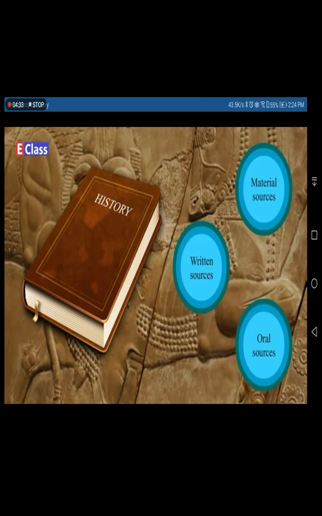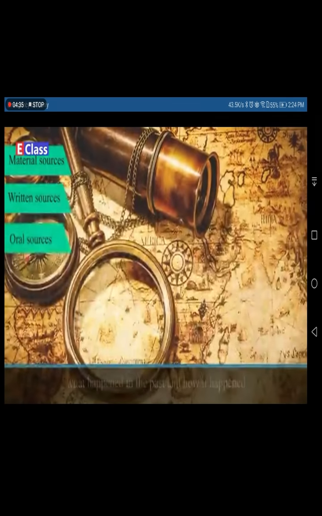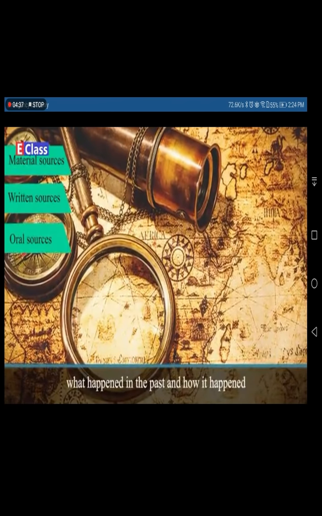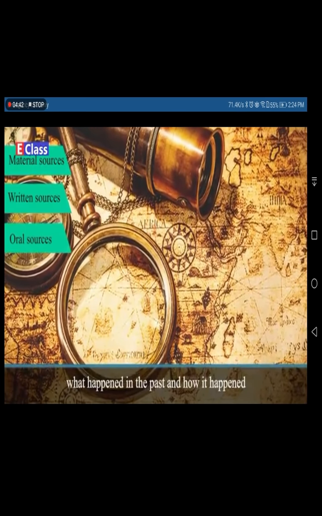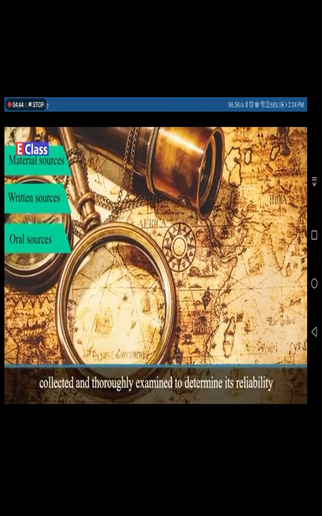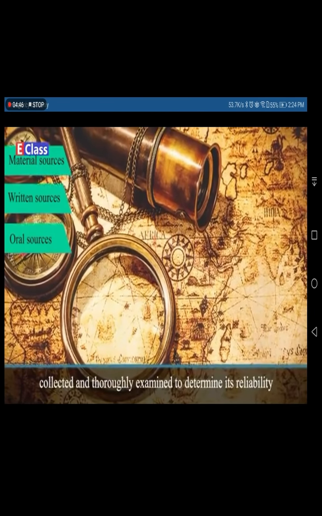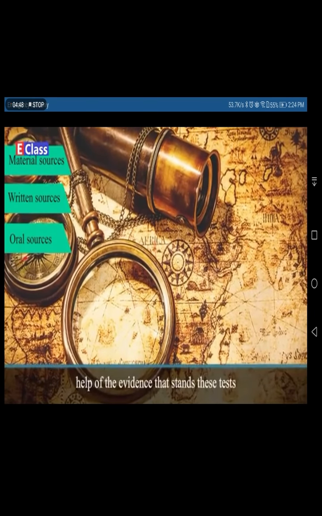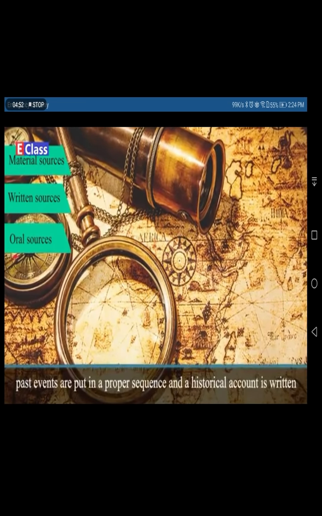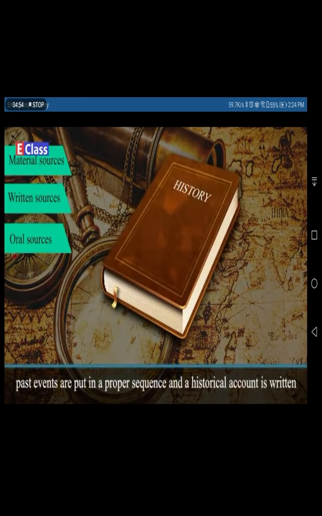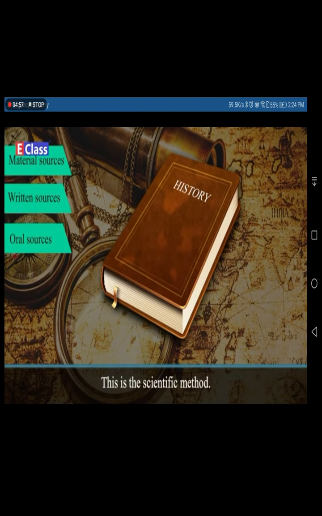3. Oral sources. In order to find out what happened in the past and how it happened, evidence available from all these sources is collected and thoroughly examined to determine its reliability. With the help of the evidence that stands these tests, past events are put in the proper sequence and a historical account is written.